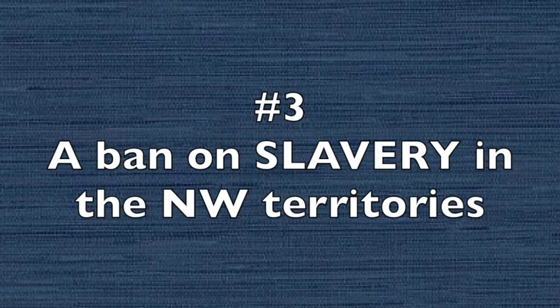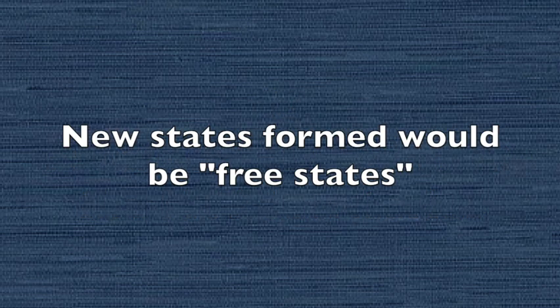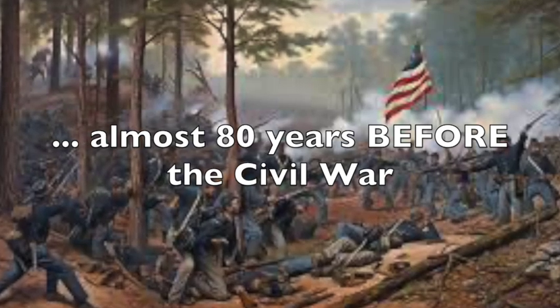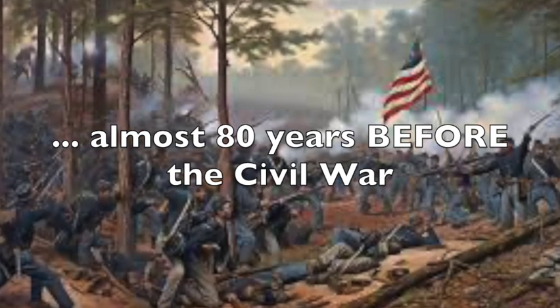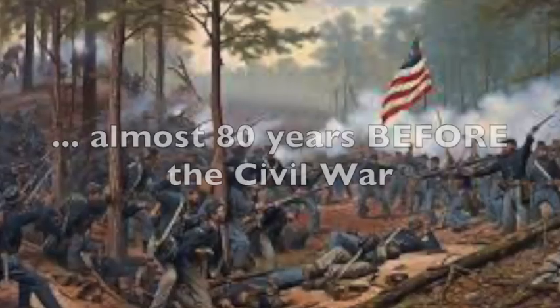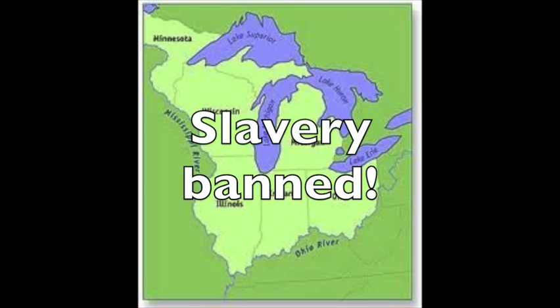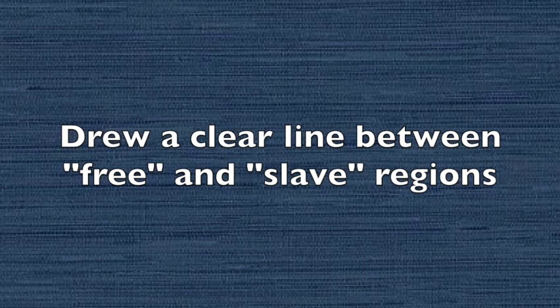But one of the most significant and controversial provisions was the ban on slavery in the Northwest Territory. This meant that new states formed from the territories would be free states. Now remember, this was in 1787. Almost 80 years before the Civil War. The prohibition on slavery in the Northwest Territory drew a clear line between free and slave regions in the U.S. and would eventually lead to growing tension between the North and the South.